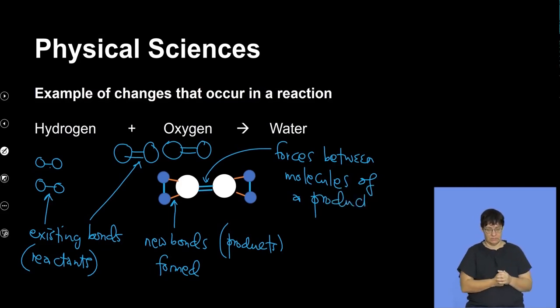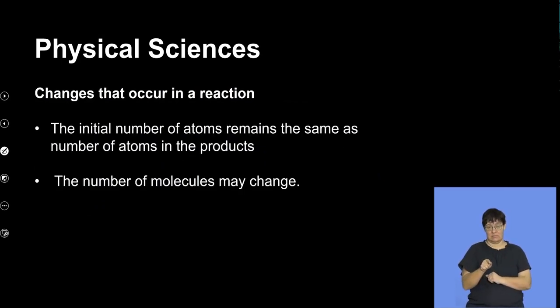We need to be able to distinguish between forces between the particles of a substance and forces between the molecules. As a result, we are able to say this is exactly what has happened as far as the chemical change is concerned. What are some of the other changes that occur? The initial number of atoms remains the same as the number of atoms in the product.